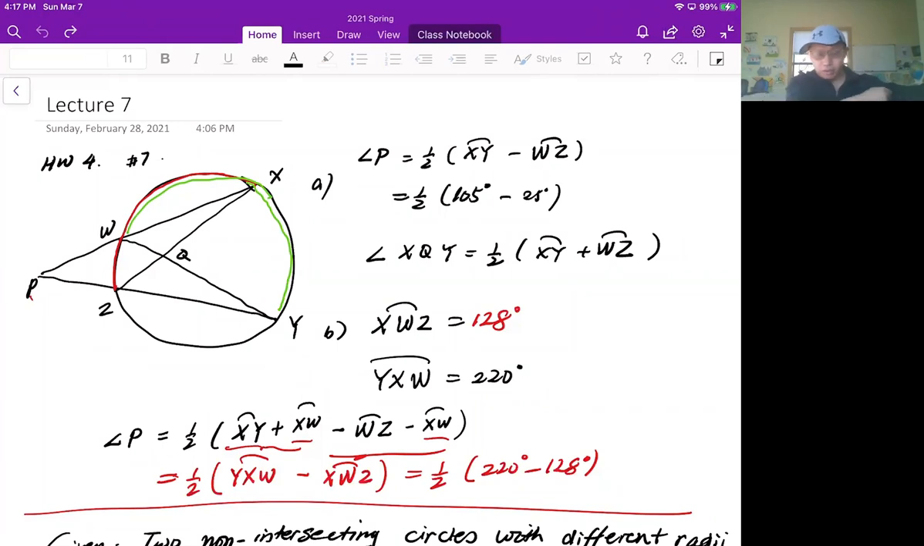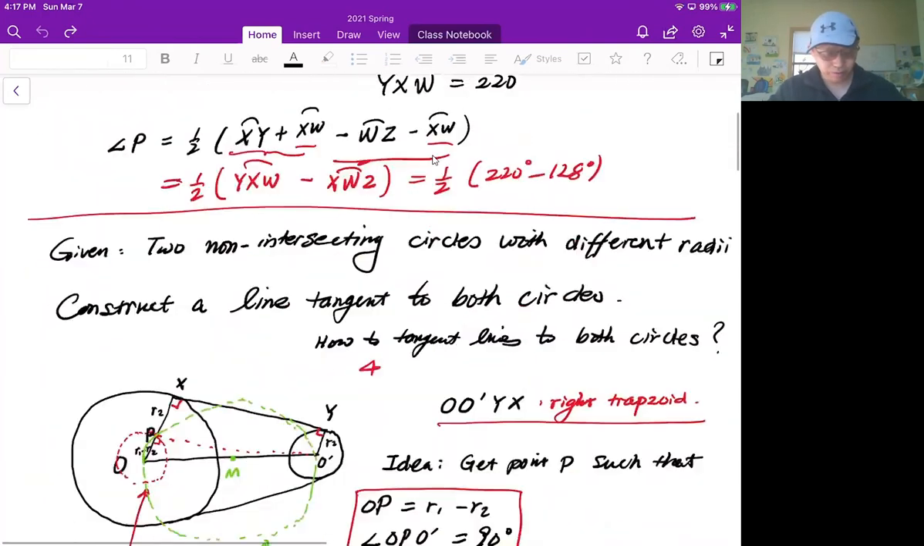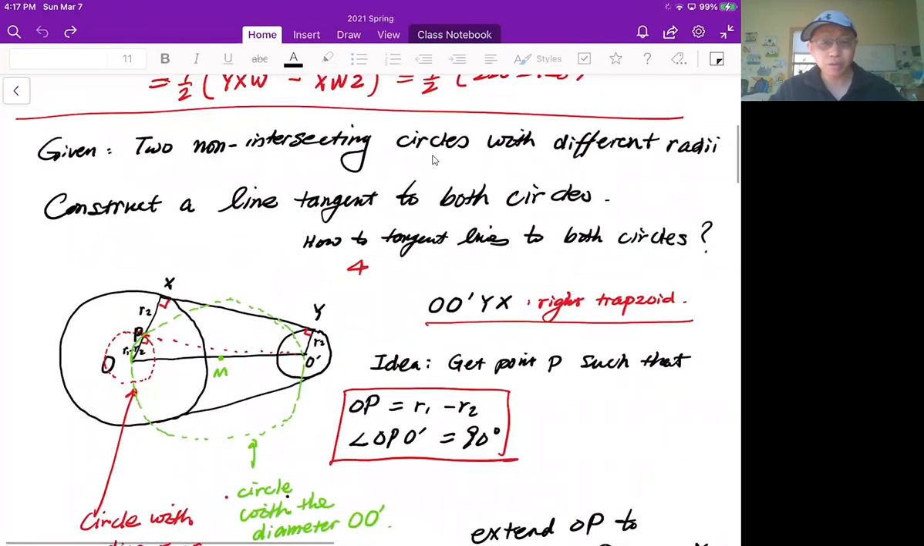Okay, everyone, let's start. Let's quickly go over what we did last time. We have the construction. Suppose we have two non-intersecting circles with different radii, and we want to construct a line tangent to both circles.